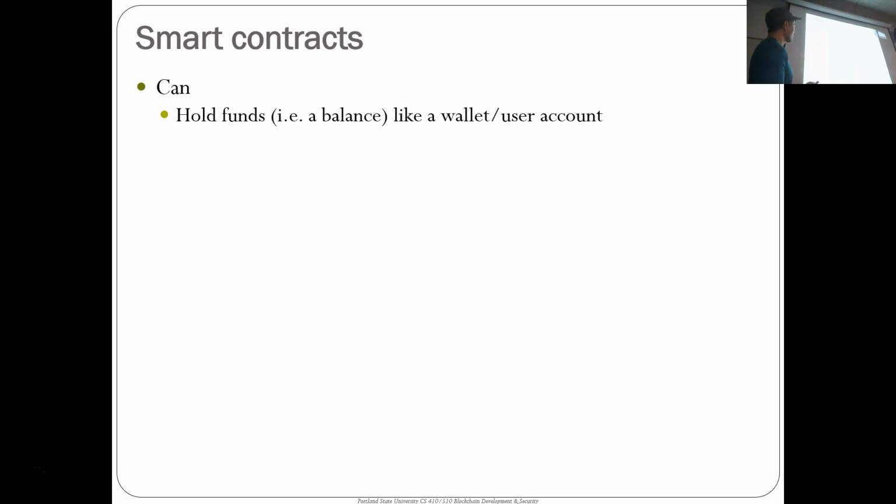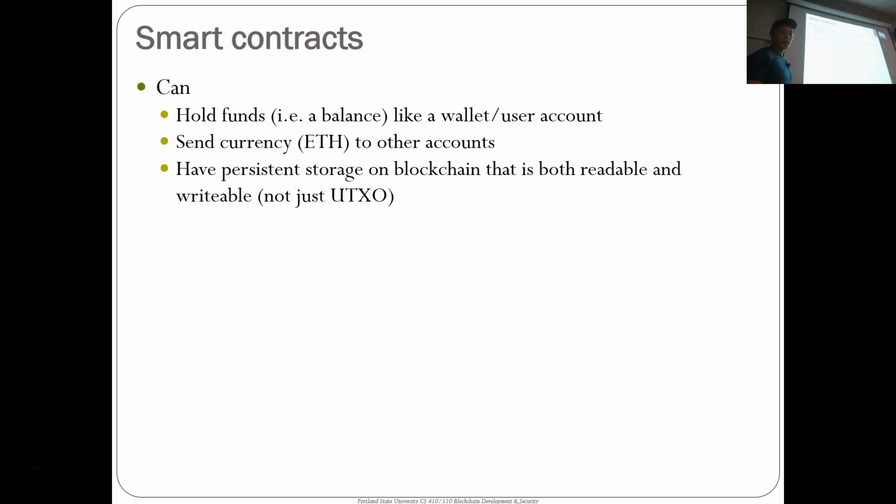Basically, they can keep a balance, just like a wallet. They can send currency to other accounts, and these other accounts could be other smart contracts, or they could be other users external to the contract. They can have persistent storage on a blockchain that's both readable and writable. There's this notion of storage variables.